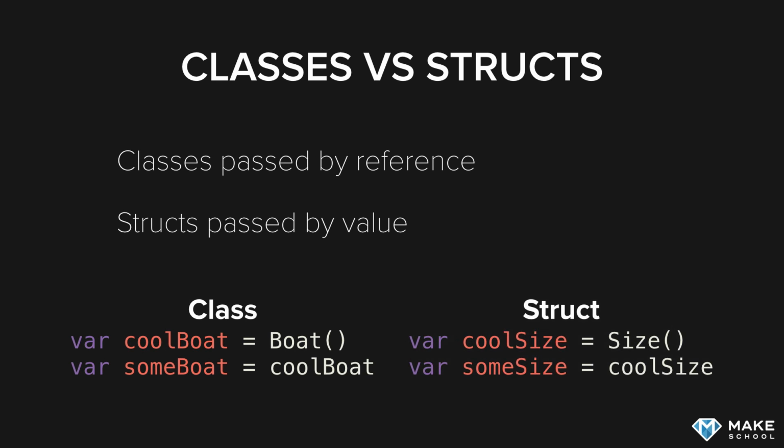On the flip side, say we have a Size struct. So we say var coolSize equals Size, then var someSize equals coolSize. Now, if we were to change coolSize, it would have absolutely no effect on someSize, because coolSize is a Size struct, which means that when we said someSize equals coolSize, we had copied all the values of coolSize and created a new struct with those same values for someSize. So these two are now independent of each other and have their own memory space.